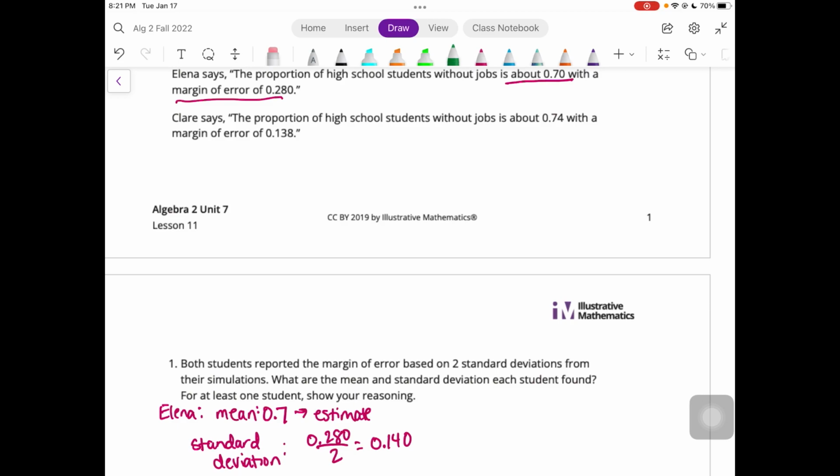Okay, so now let's take a look at Claire. So Claire's mean is 0.74, because that was her estimate. And then her standard deviation is 0.138 divided by 2, which gives us 0.069. So her standard deviation is a little bit smaller than Elena's. But she also had a smaller margin of error.